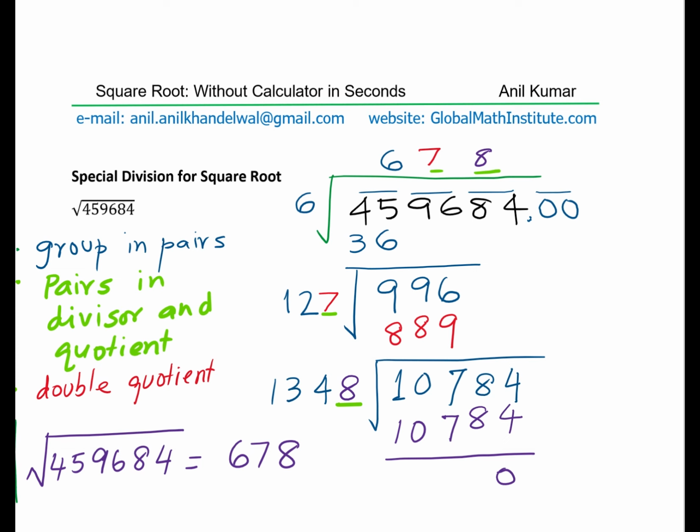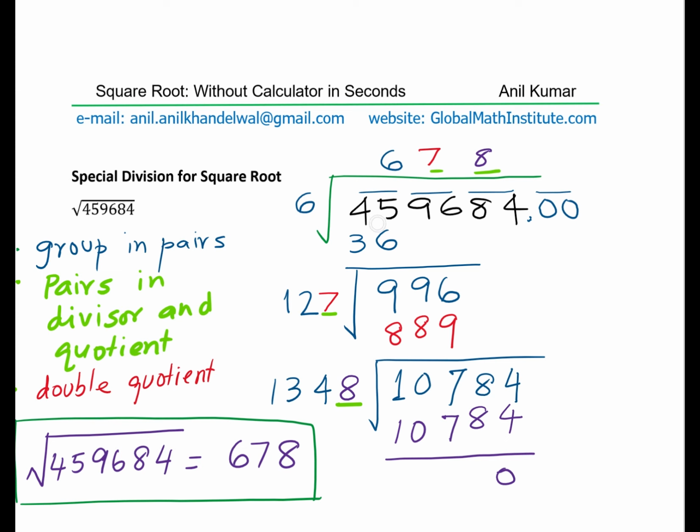Let me just highlight the answer right there. And let's try to understand the process. So what we did was that we wrote a decimal at the end of the number and 2 zeros. From the decimal point, we made groups of 2's, moving left and right. Once we made the groups of 2's, then we started dividing. You have to take care of the very first group from the left side. In this case, the very first group was 45.